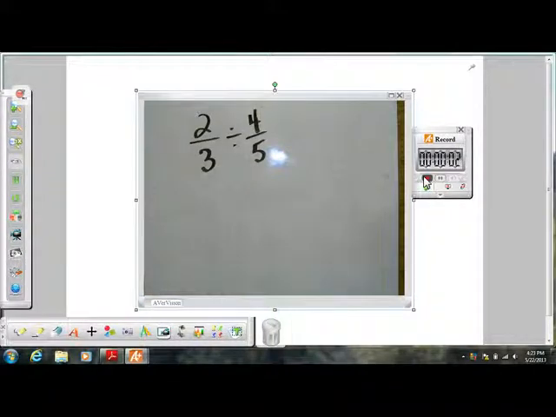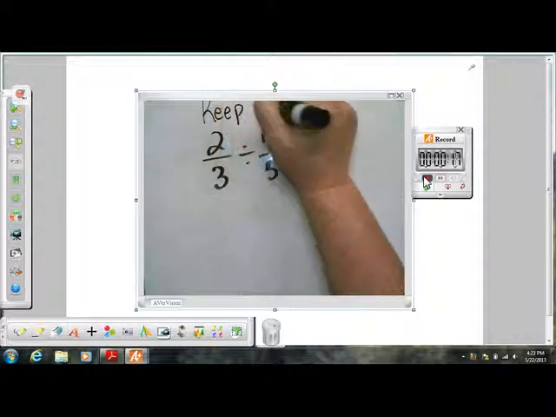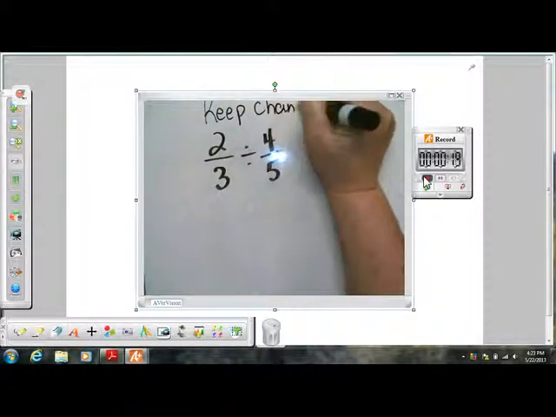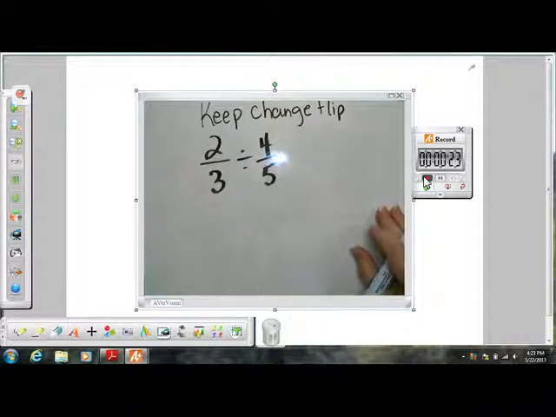Today we're going to talk about dividing fractions. Let's say we have something like 2/3 divided by 4/5, just two regular fractions. Well, remember we learned about keep, change, flip. Okay? So keep, change, flip.